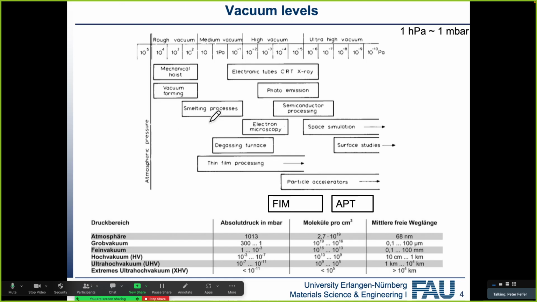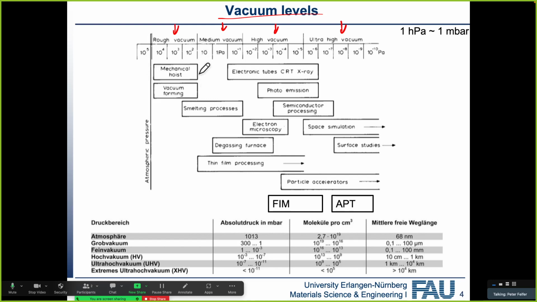Okay, so let's start with the vacuum system. In vacuum systems we can have different vacuum levels, and we call them rough vacuum, medium vacuum, high vacuum, and ultra high vacuum. These are more or less arbitrary limits, but they have some system to them.